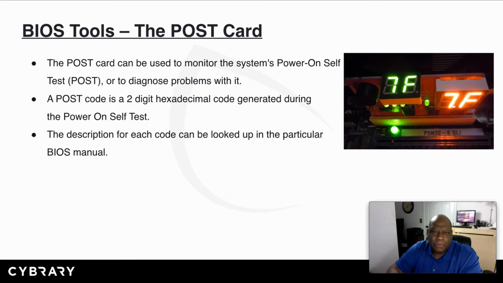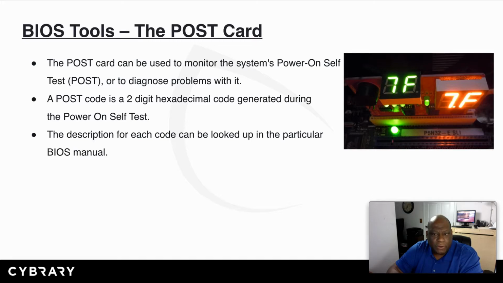So as you remember from our previous lesson, we talked about the postcard. The postcard can be used to monitor the system's power on self-test or diagnose problems with it. Now, the postcode is a 2-digit hexadecimal code generated during the power on self-test.